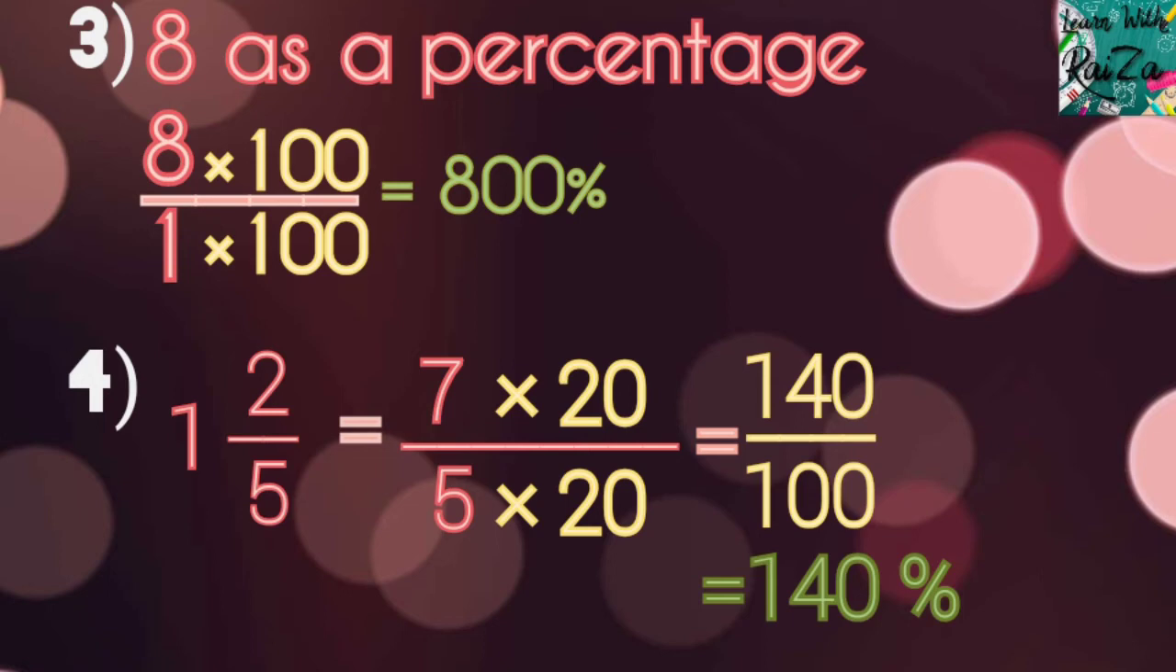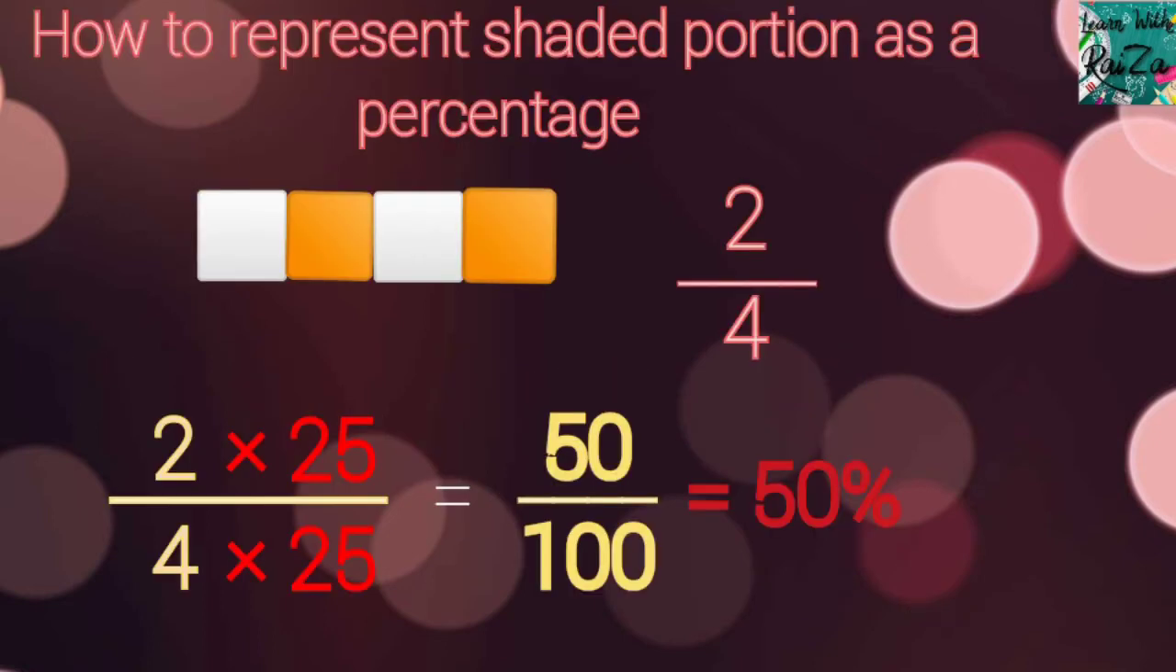So, can 5 make 100? Yes. 5 times 20 will give you 100. Since you multiply the denominator by a certain number, you have to multiply the numerator also by the same number. Then what we get is 7 times 20 upon 5 times 20, that is 140 upon 100. So if something is out of 100, that is 140%. So hope you understood how to convert fractions to percentages, mixed fractions to percentages, whole numbers to percentages likewise. Alright students, now let's see how to represent a shaded portion as a percentage.